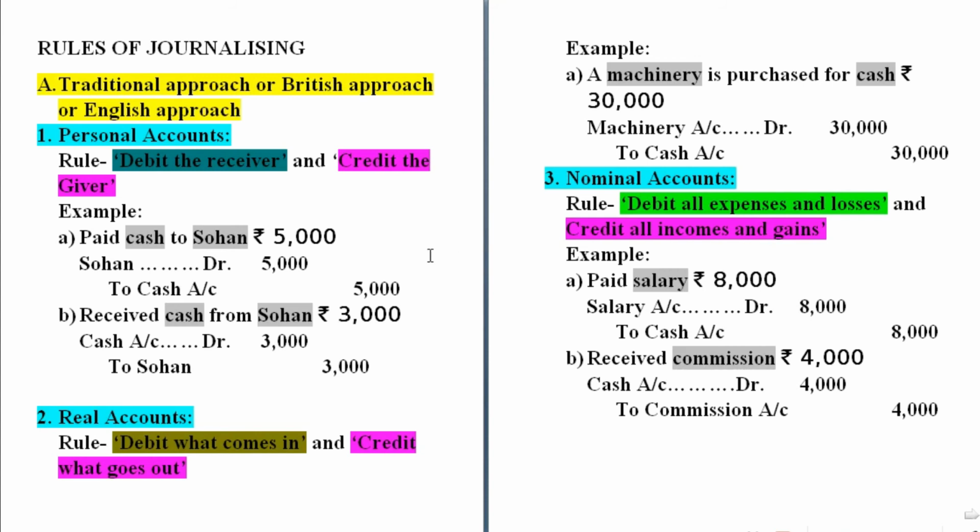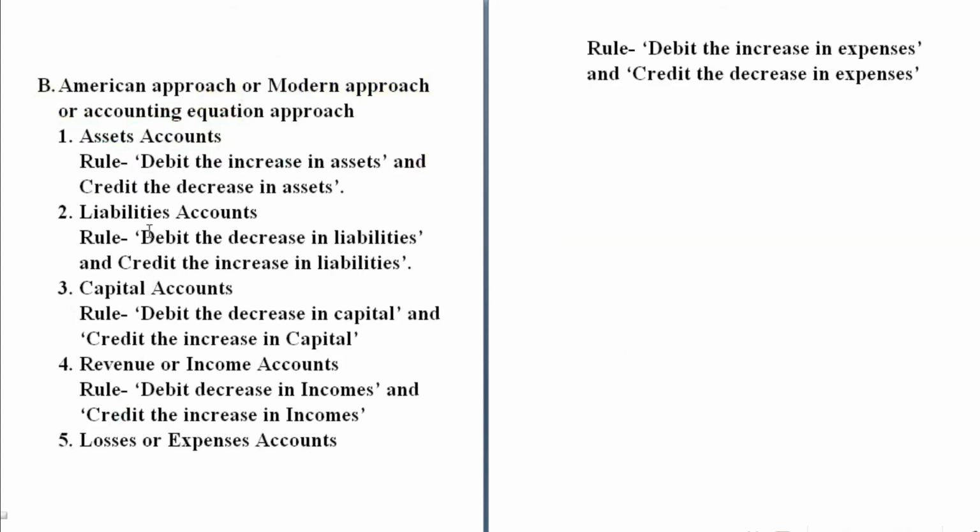Okay, now let us go to the second. Here the second approach is the American, modern, or accounting equation approach. Let us highlight this. The previous one was British, this is American. The previous one was traditional, this is modern. Here there are 5 accounts that we have classified.